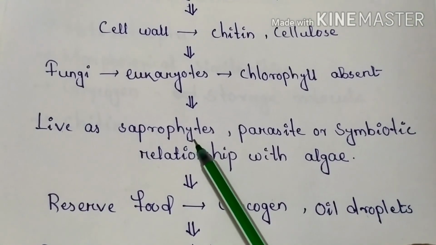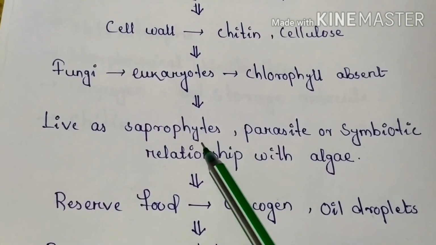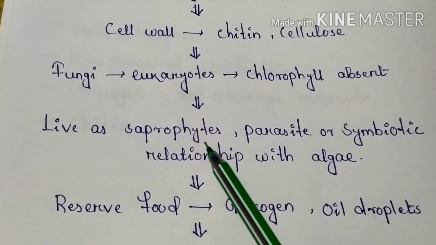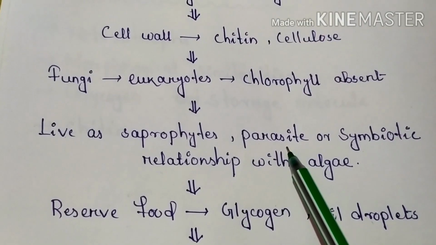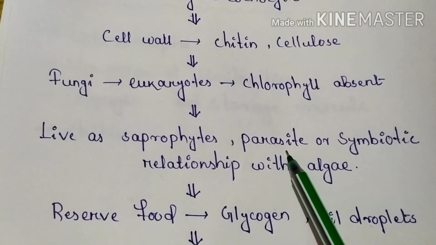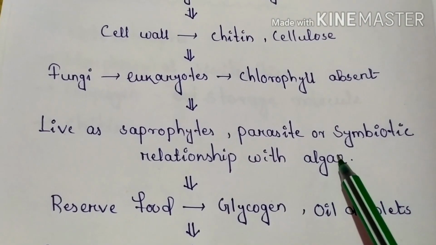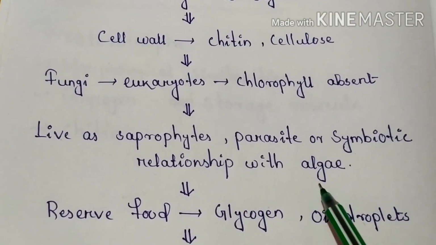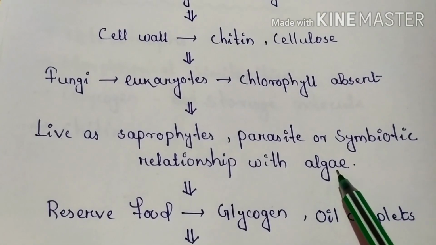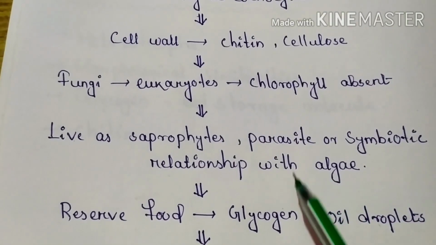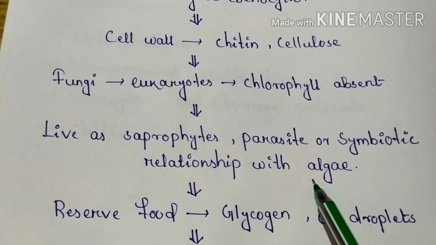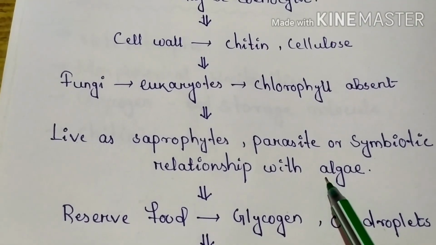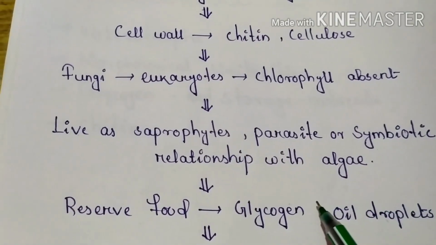In saprophytic condition, they live upon dead and decaying organisms and absorb their food from them. In parasitic condition, they absorb their food from living organisms. And in symbiotic condition, they live in association with algae. Here both the algae and fungi benefit each other. Algae provide food to fungi and fungi provide water and nutrients to algae.